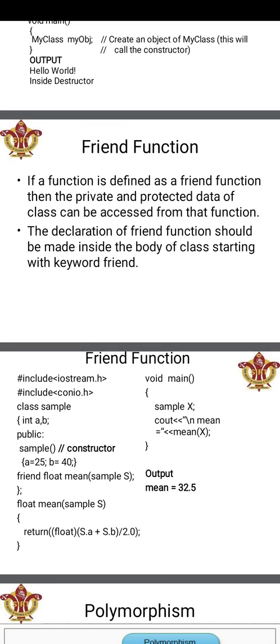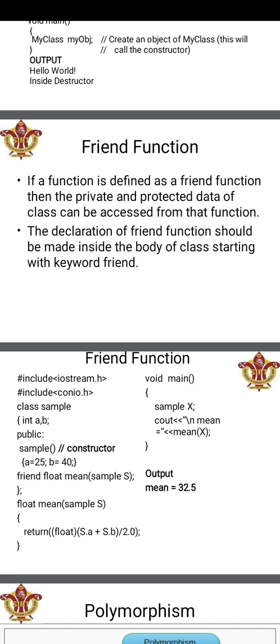Now, we have already studied the basic characteristics of OOPS in the beginning of this course when we started. We studied one principle known as the data hiding principle. So, don't you think that this friend function is violating that data hiding principle or data hiding rule of OOPS? Then why did it come into existence? Why have we introduced this friend function?